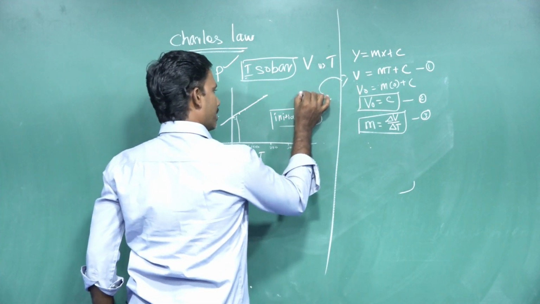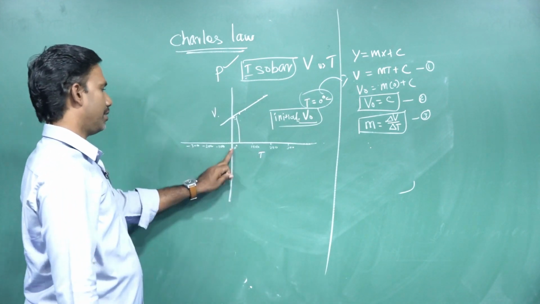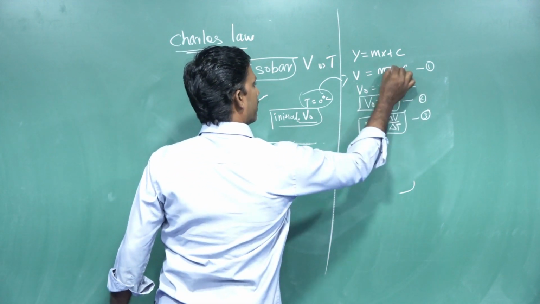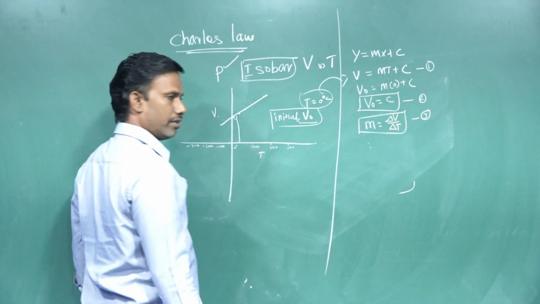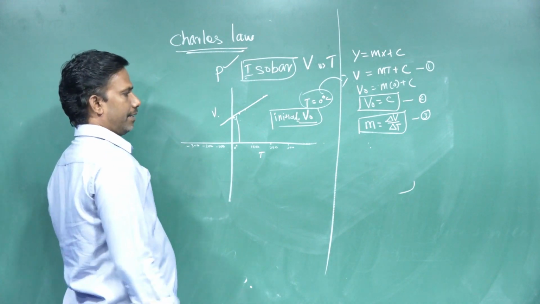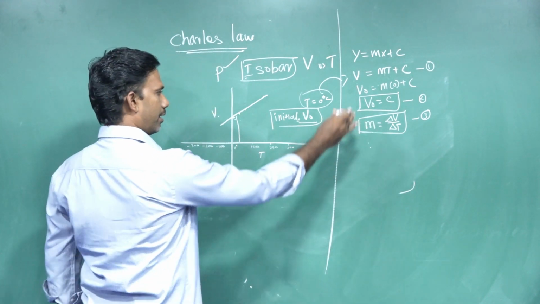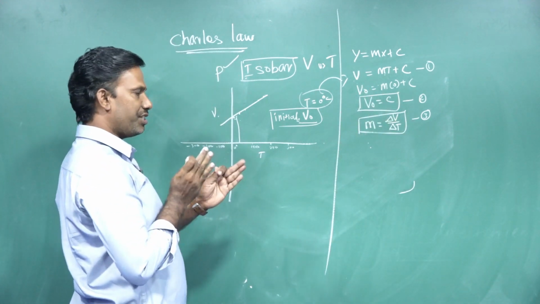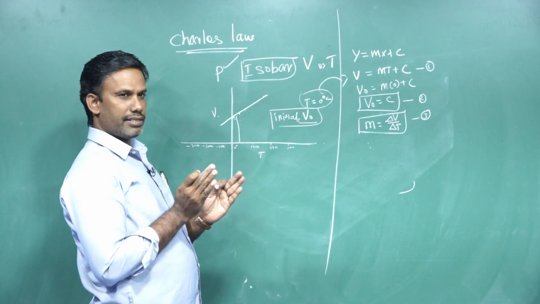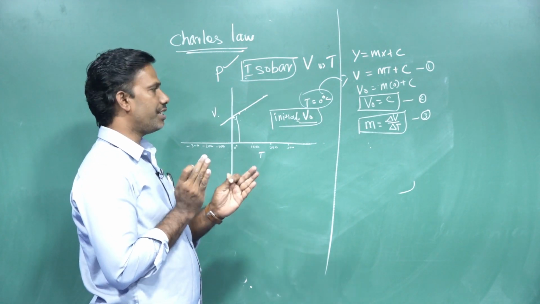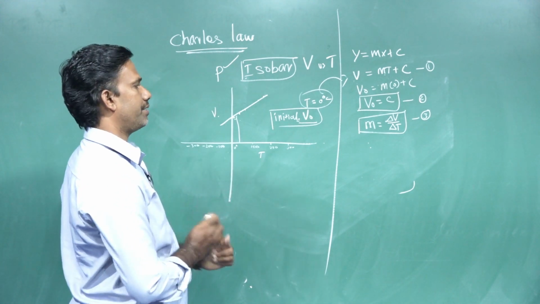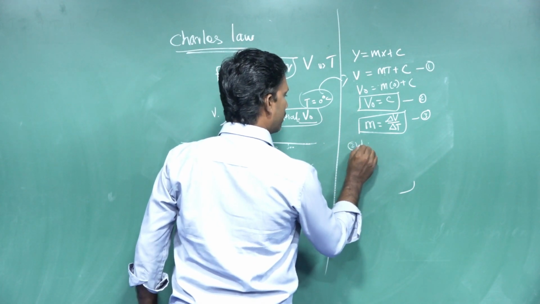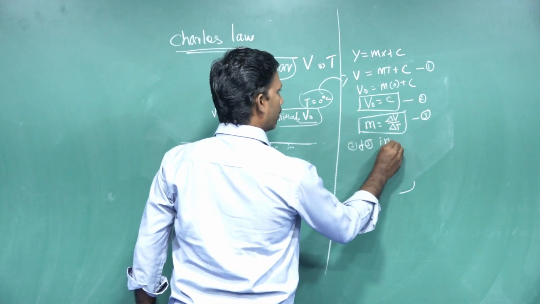Then at 0 degrees Celsius, the initial temperature, the initial volume of the gas, we substitute in this equation and get V0 equals c. And further, the slope value is the constant del V by del T. What are del V and del T? Del V is the change in volume, and del T is the change in temperature. Okay. Now you substitute 2 and 3 in equation 1.